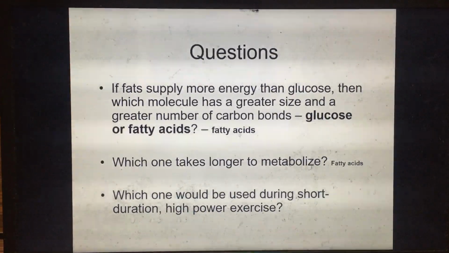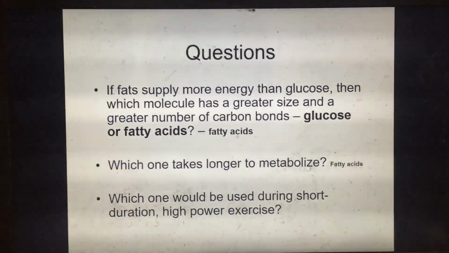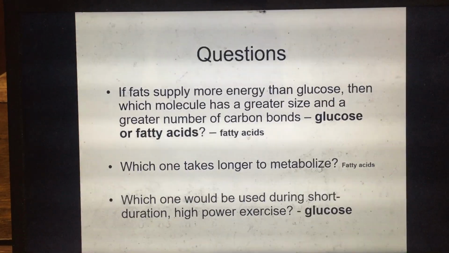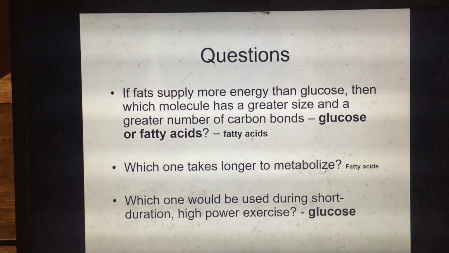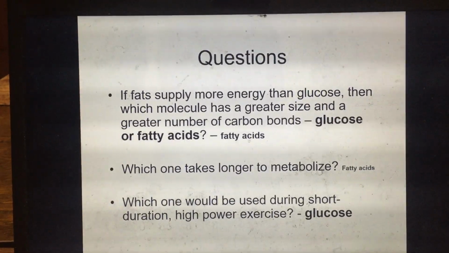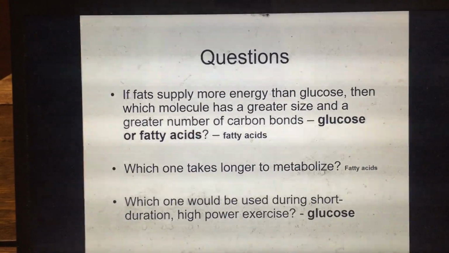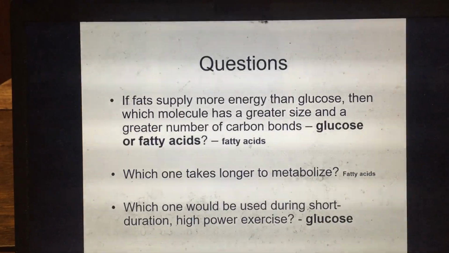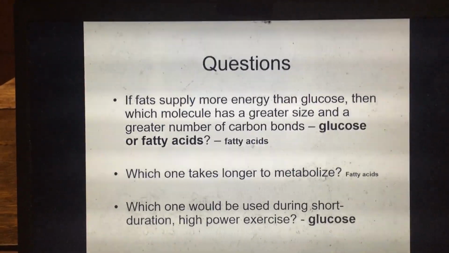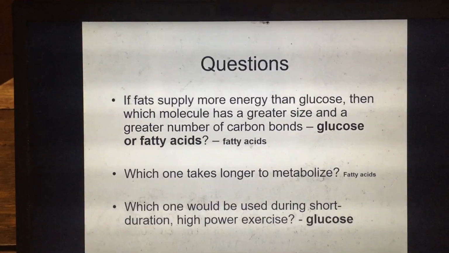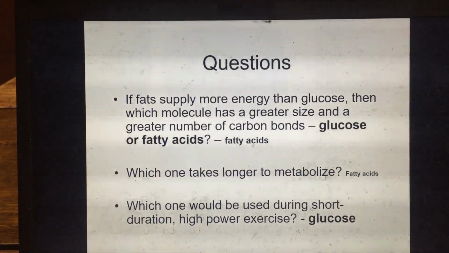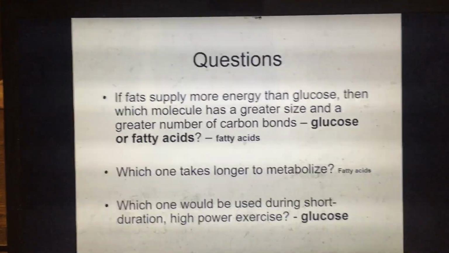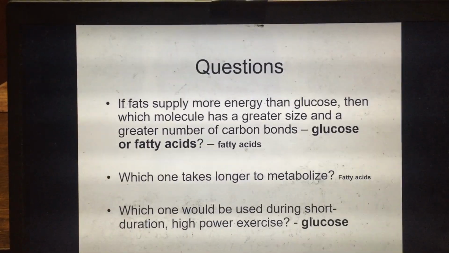And which one would be used during short duration, high power exercise? The correct answer here is glucose. So if you need energy quickly, your body and your muscles prefer to use glucose as a fuel source. Because it's a smaller molecule, it can be broken down immediately through glycolysis. It's a fast metabolic pathway, it's short, and you can get ATP quickly from the breakdown of glucose. It takes a lot longer if you're breaking down a fatty acid.